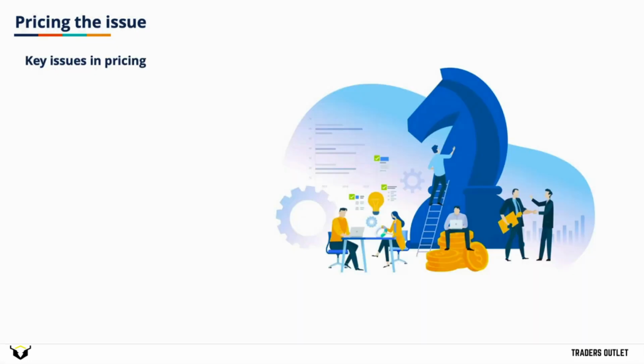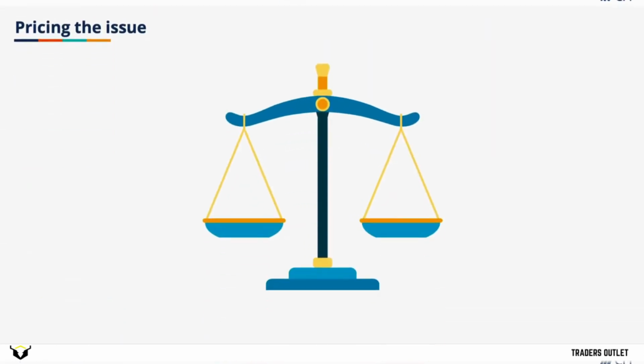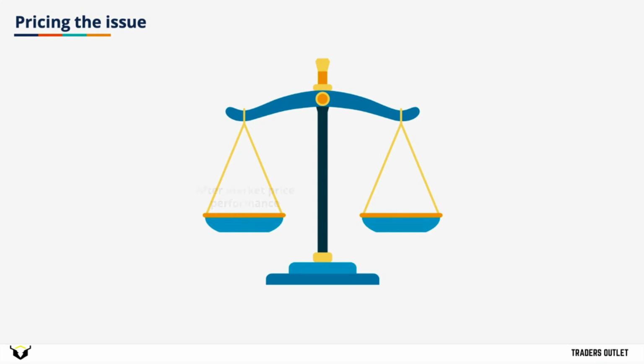There are many issues to consider when pricing an offering. One is stability. It's very important to have stability in the secondary market. It's also important to have a lot of investor demand in the aftermarket so that it trades well. And that involves having a depth of investor base that's necessary for a public offering. Let's take a look now at the trade-off that has to be made when the underwriters and the company are pricing the offering. On the one hand, they want to have a strong aftermarket performance. That means they want the price to go up in trading after it's priced. But on the other hand, they want to maximize the price that they're selling shares for in the offering.